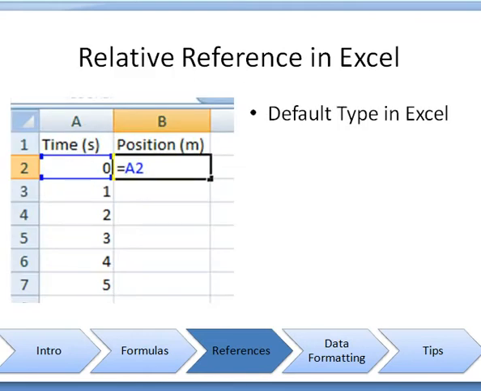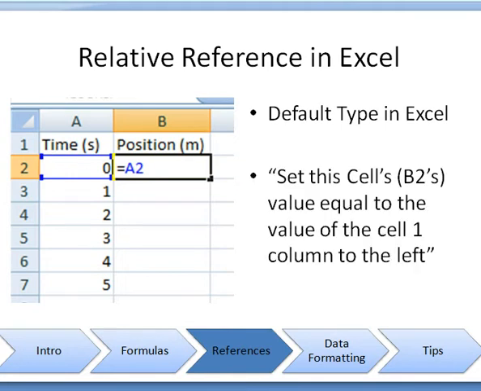So Excel uses both of these types of references in determining which cell it's supposed to be looking at. By default, it uses relative references. In this screenshot, you can see in column B, row 2, I have set it equal to A2. What that actually means to Excel is set this cell's value equal to the value of the cell one column to the left. It doesn't care that it's in B2, to be honest.